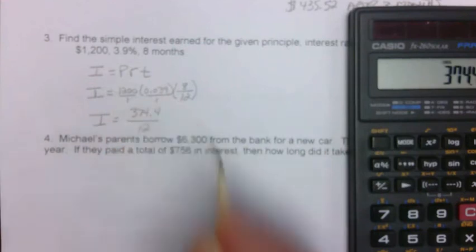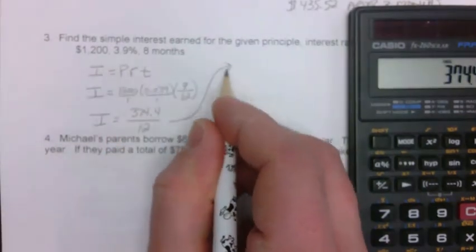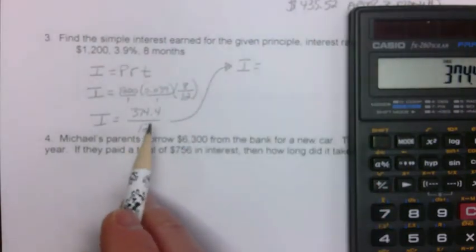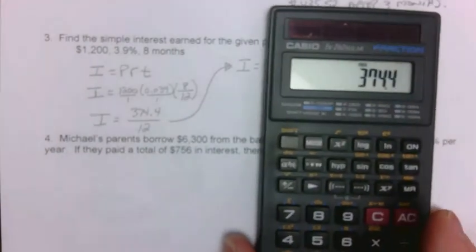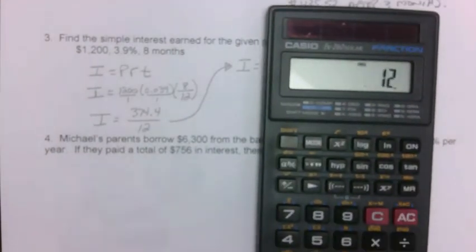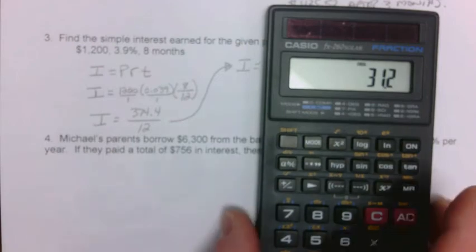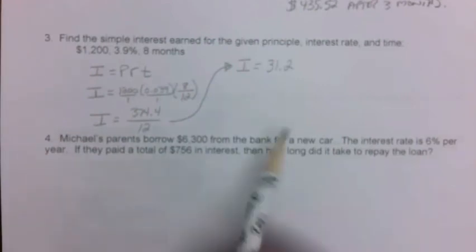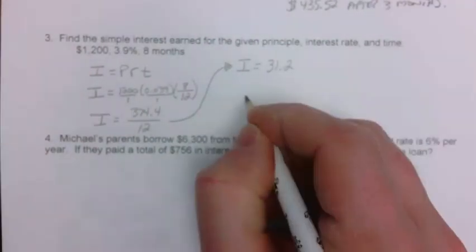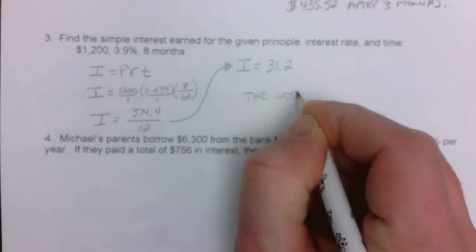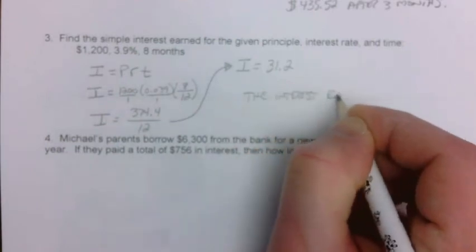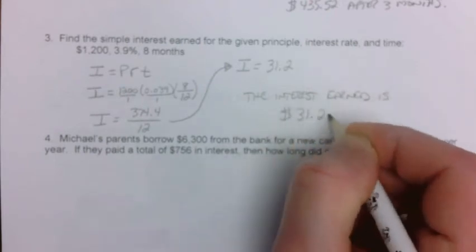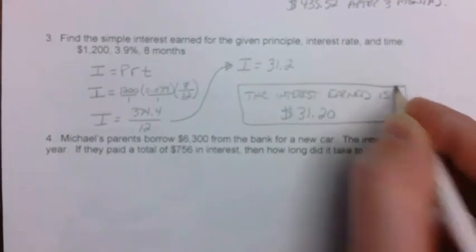374 and 4/10. Okay, I'll bring this over here now. To get the value of I, all I have to do is divide 374 and 4/10 by 12. So there's my number divided by 12, and I get 31 and 2/10. 31 and 2/10. Okay, so this is our I, the interest amount. The interest earned is $31.20.